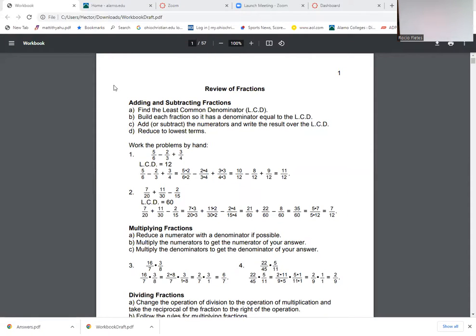Okay, so we will be looking at some review material from your workbooks. We're going to start by reviewing fractions. So I am on the section that has the title Review of Fractions.